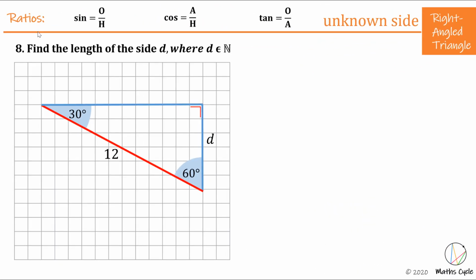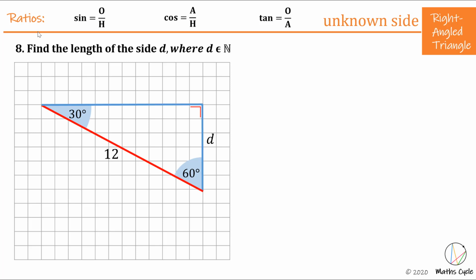Now finally for our last question, question 8, find the length of the side D where D is an element of the natural numbers. So that means D is going to be a positive whole number. So you can see that this question is a little bit different because we have two angles to choose from. So what I'm going to show you here is that it doesn't matter which angle you choose, you will get the same answer. Okay, so first one we're going to choose is the angle 30.